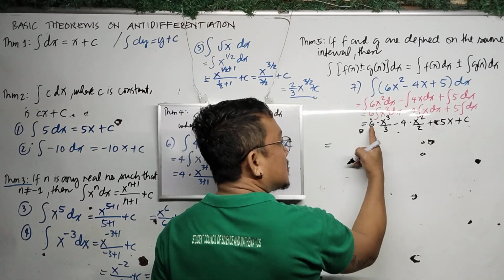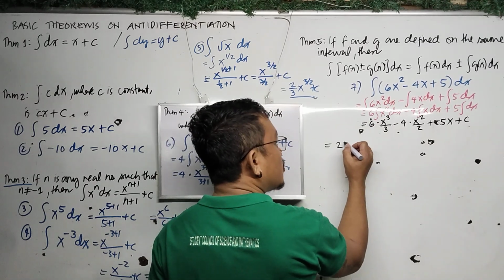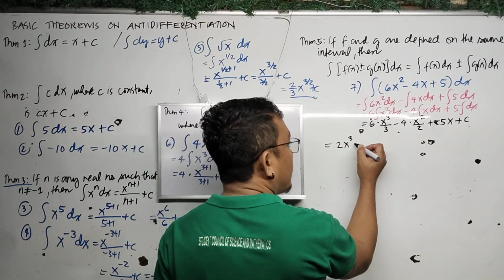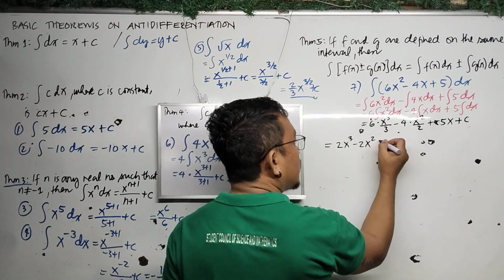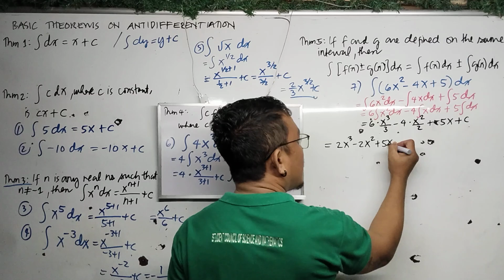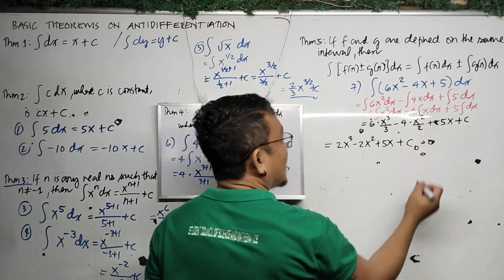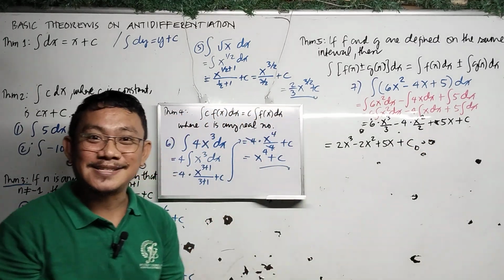You could have 6 divide 3, you have 2, then you just copy x cubed. Minus 4 divide 2 is 2, you copy x squared plus 5x plus c. So, that is the final answer.